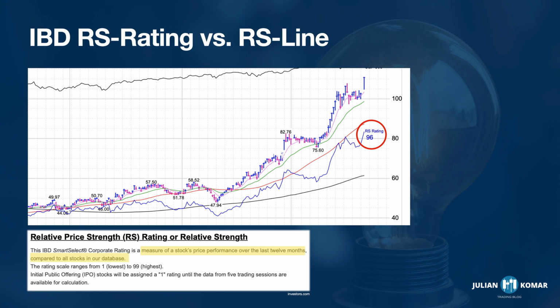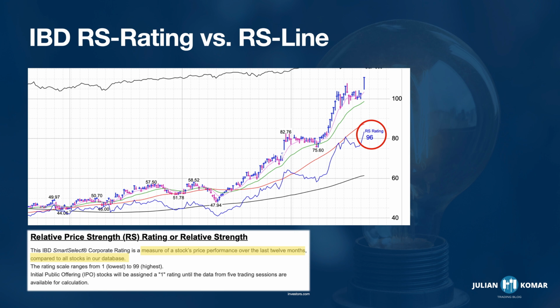I made a screenshot here from the IBD website, investors.com, and they wrote, this IBD Smart Select Composite Rating is a measure of a stock's price performance over the last 12 months compared to all stocks in our database. So they look back over the last 12 months and put a rating on every single stock. I'm not 100% sure when they update those ratings, but I think it's updated daily, so every day you get a measurement and a relative strength rating from IBD.